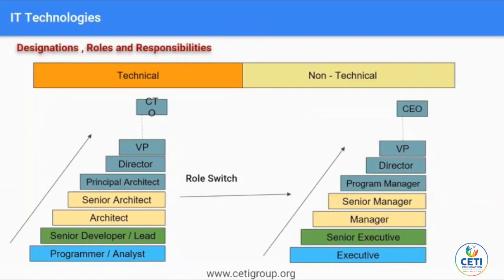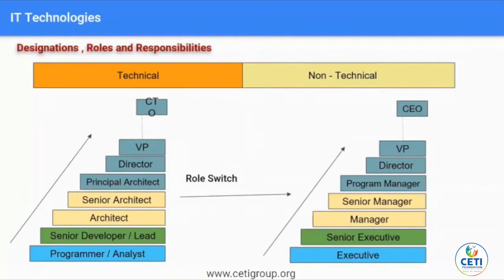So programmer or analyst is the role for beginner, fresher. Sometimes analyst is a higher role in some organization, but in some organization, analyst is for freshers. Programmer, analyst, then senior developer or lead, then architect, senior architect. So left hand side is your technical roles. Right hand side is non-technical. So right up to the CTO.